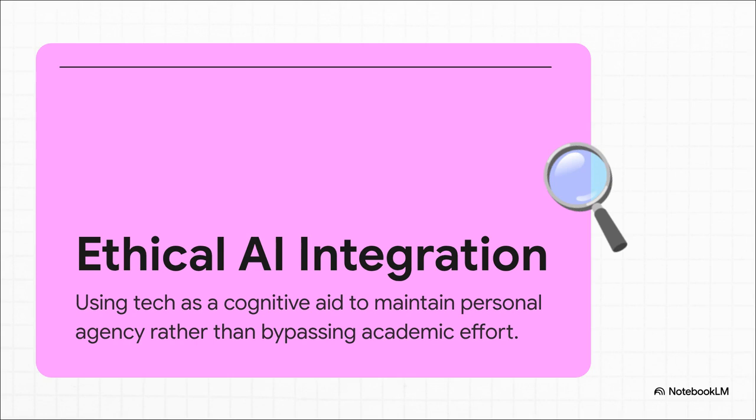Okay, so if we can't blindly trust these systems, what is the actual right way to use them? Well, the guide offers a really brilliant framework called ethical AI integration. Basically, this means using technology as a cognitive aid to maintain your personal agency and critical thinking, rather than just using it to bypass genuine academic effort. This is a total game changer. It transforms the tech from some mysterious, sketchy shortcut into a legitimate, practical tool for the classroom.